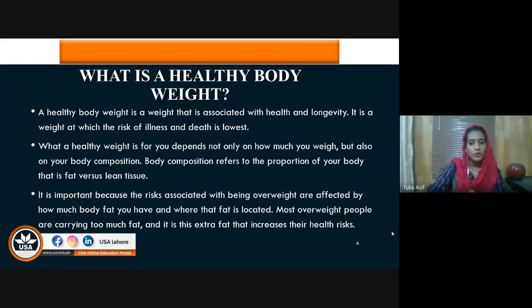Body composition refers to the proportion of your body that is fat versus lean tissue. As we know, our body composition is divided into two categories: fat mass and fat free mass. Fat mass includes all the fat your body has, and the fat free mass is the muscle mass, the skeleton, and the water content without the fat. It is important because the risks associated with being overweight are affected by how much body fat you have and where that fat is located. Most overweight people are carrying too much fat, and it is the extra fat that increases their health risk.